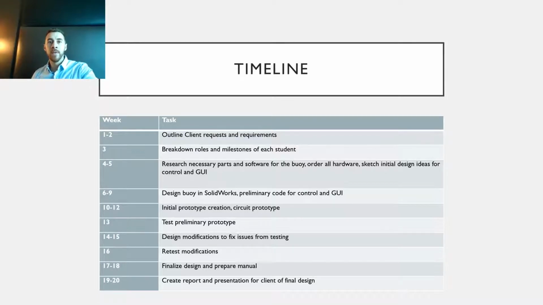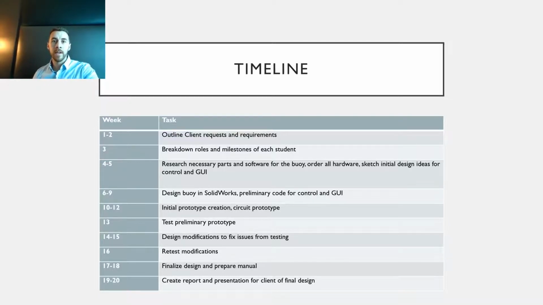A brief timeline for this project. The first 2 weeks we outlined the client's requests and requirements in order to ensure that we were going to accomplish what we needed to. Then we broke down the roles and the milestones of each student, what we needed to accomplish, and when we needed to have it done by. Then we began doing research on each of our parts. This was essential in ensuring that we were able to meet each requirement that the client set out for us.